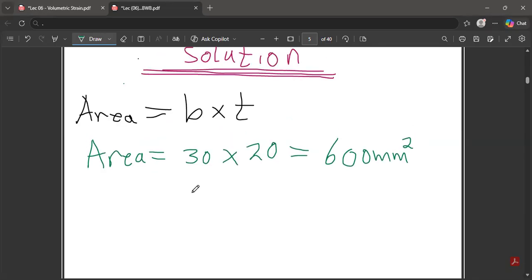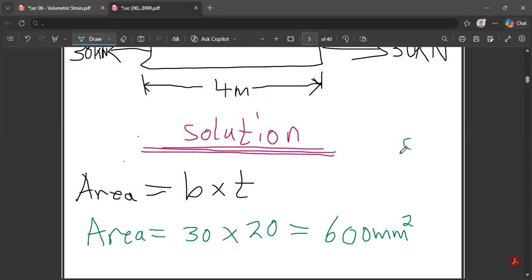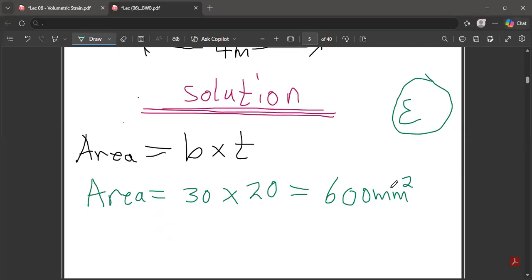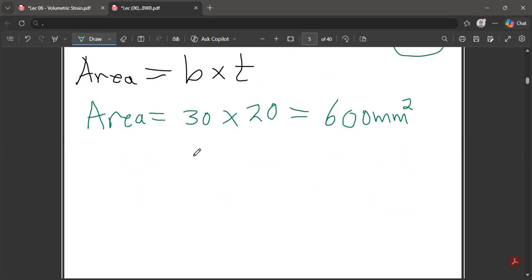And we are just doing all of this because of what? We want to go and look for the strain. Because we don't know the strain. We don't know this guy. So because of this guy, that is why we are doing all these calculations. Do you understand me? So from here, what are we supposed to do next? We are supposed to calculate for our stress.